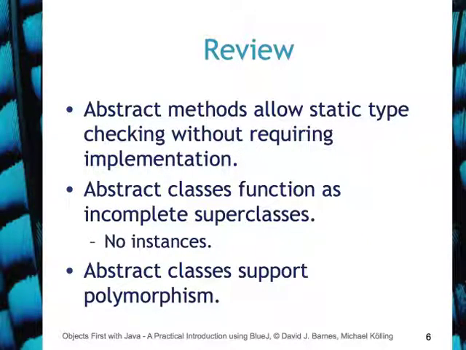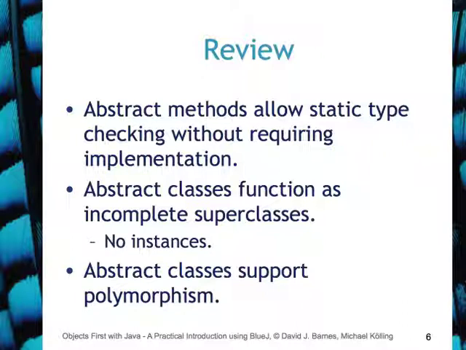So then, just to review what we've talked about, abstract methods allow static type checking without requiring an actual implementation for the method. They are simply a promise that subclasses will implement this method. They will provide an actual method body. And typically this is what they do. Sometimes the subclasses may be abstract and may simply be promising that their subclasses will have an actual implementation.